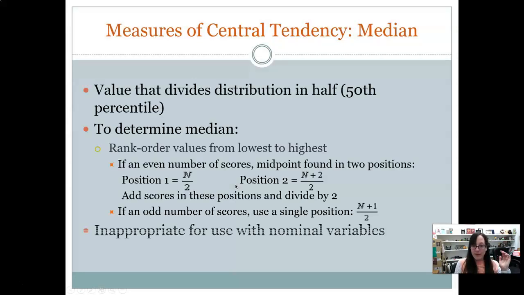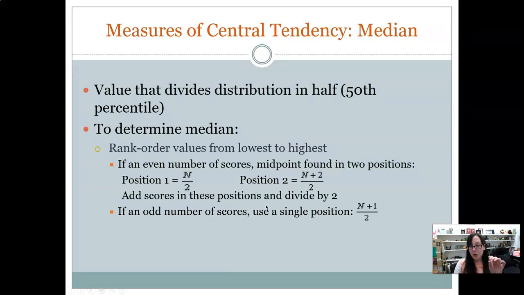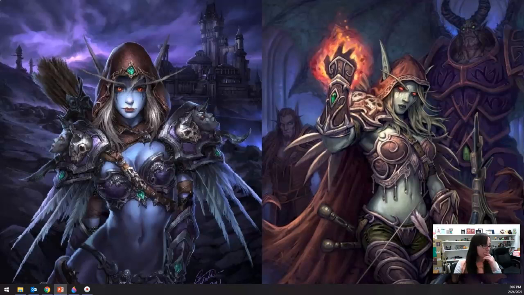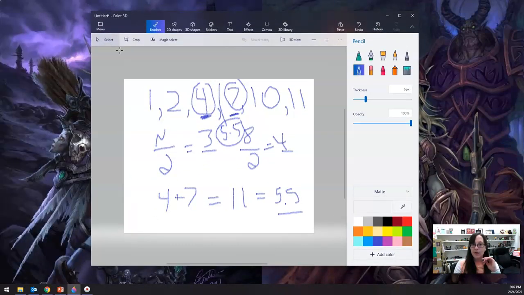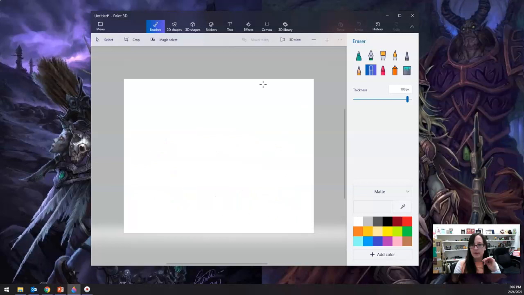So that would be if we have an even number of values. But if we have an odd number of values, then we just find one position. And so it's n plus 1 over 2. So let's just do another example here. All right, let's just erase all of this.